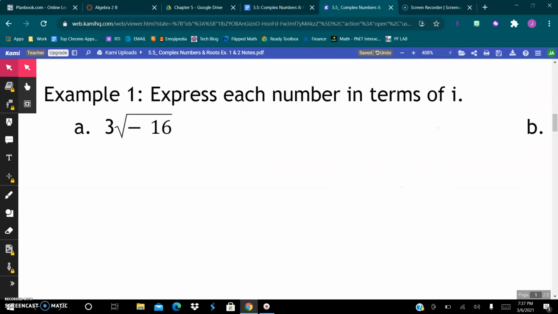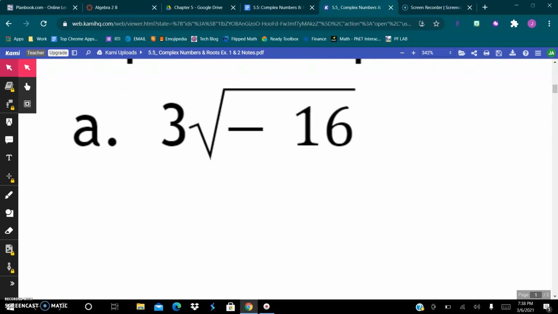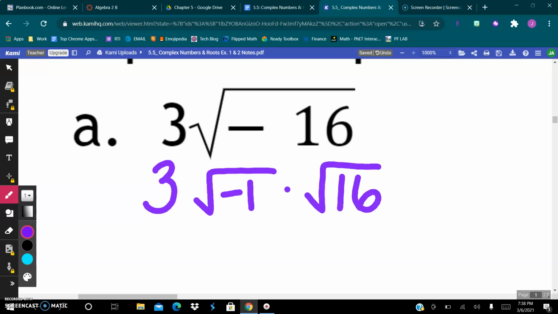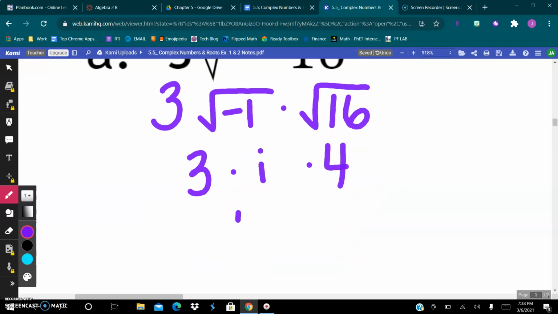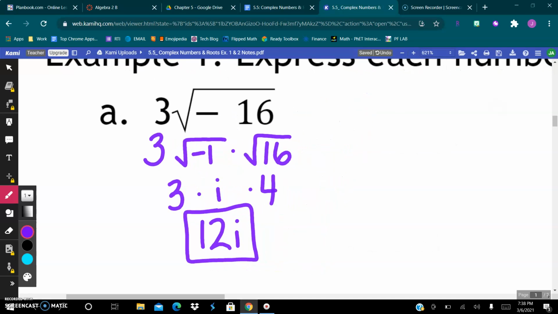For example 1, we need to express each number in terms of i. So we have 3 times the square root of negative 16. We're going to leave that 3 out there. That negative sign is like a negative 1, so the square root of negative 1, and then we have the square root of 16. The square root of 16 is 4, and the square root of negative 1 is i, and then we have that 3. So we multiply the 3 and the 4 together to get 12, and then we have that i left. 12i is the simplified version of 3 square root of negative 16.